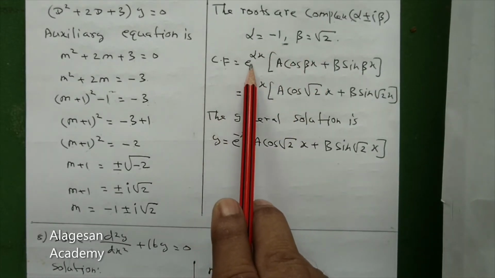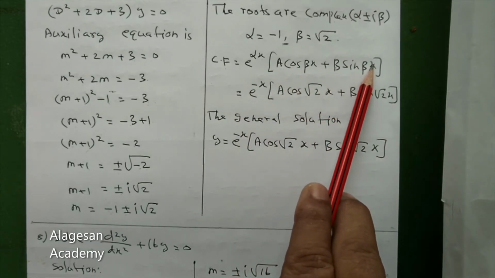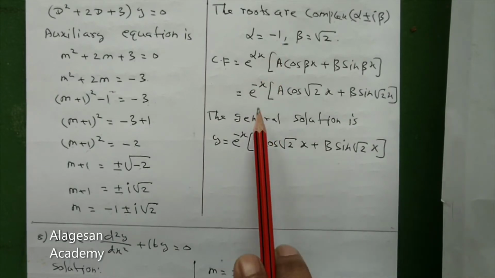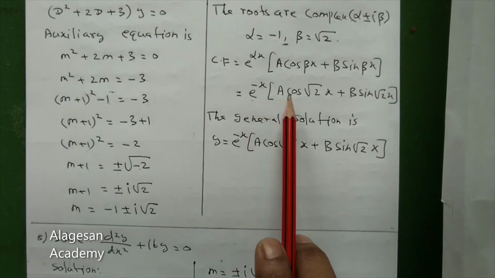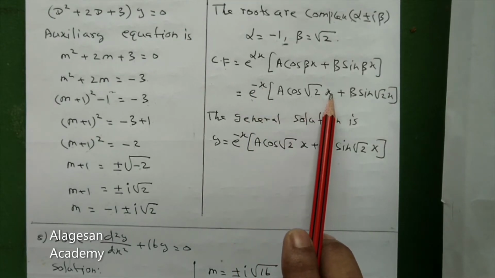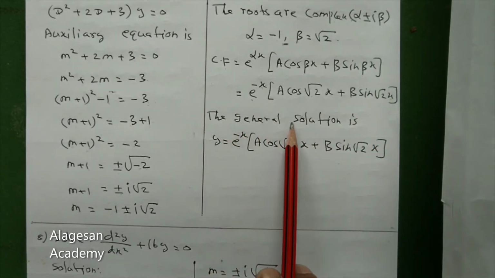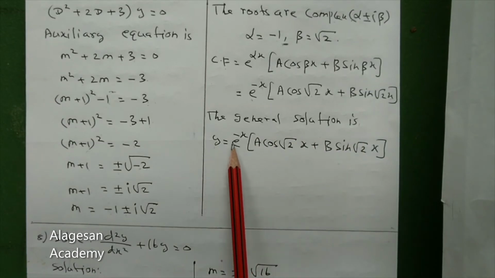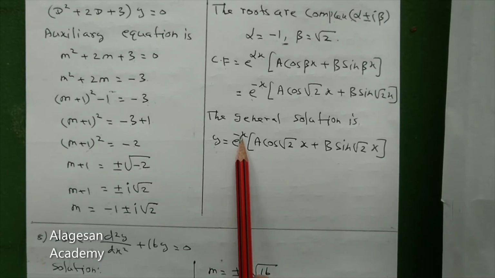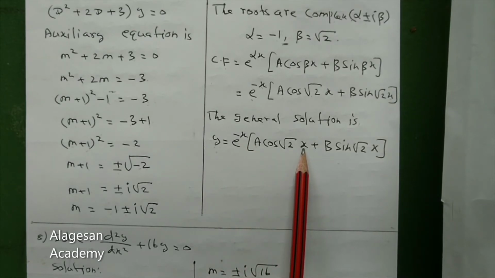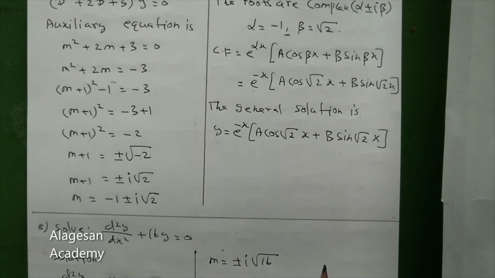Here, alpha equal to minus 1, beta equal to root 2. Therefore, CF equal to e power alpha x into (a cos beta x plus b sin beta x). Substituting alpha as minus 1, e power minus 1x is e power minus x. E power minus x, (a cos root 2 into x plus b sin root 2 into x). This is CF. Next, the general solution is y equal to CF. So, y is equal to e power minus x into (a cos root 2x plus b sin root 2x). That's all. Can you understand this problem?